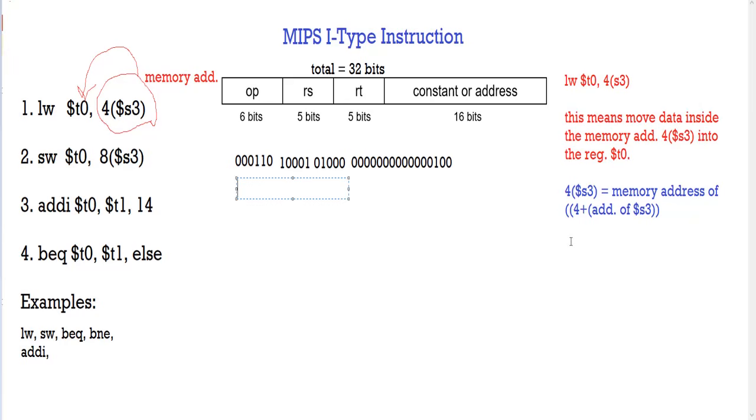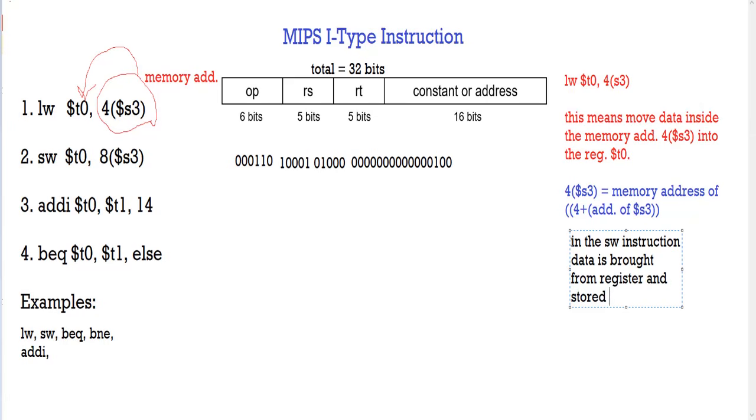So here is our second note. In the store instruction, data is brought from register and stored to memory. Okay, so our source here is T0 and destination is 8 into S3.